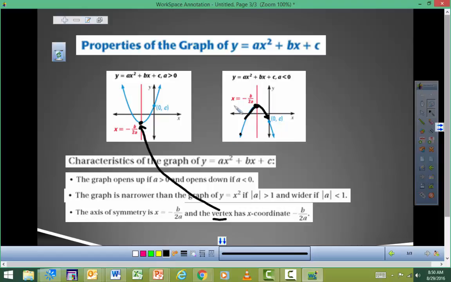Well, we can find the x-coordinate. The x-coordinate is negative b over 2a. And that's going to help us a great deal as far as graphing, because that x-coordinate is also where the axis of symmetry has to be. The axis of symmetry is this red line going right here. It always passes through the vertex, like that.